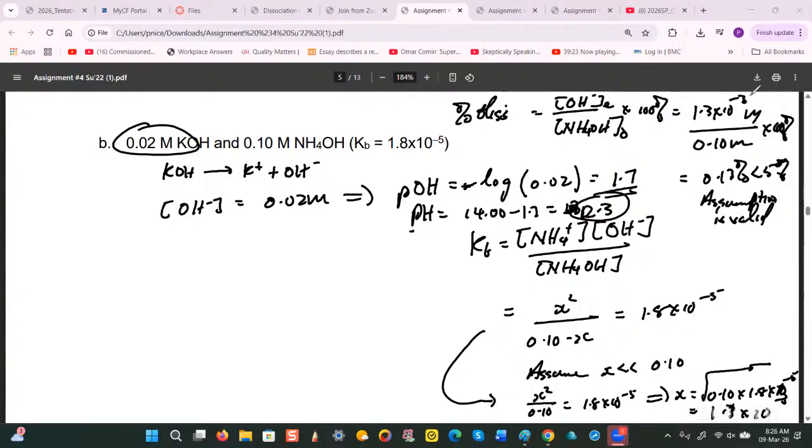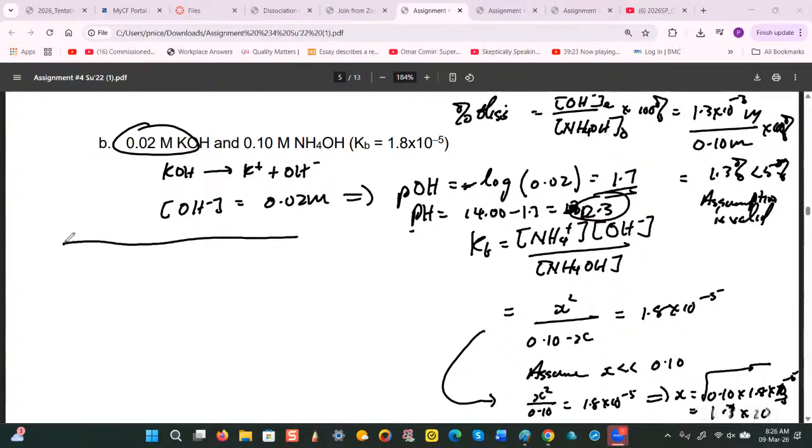So let's see what that gives. Divided by 0.1 times 100. Okay, so it doesn't change things in terms of the assumption being valid, because what I calculated here would be 1.3%, which is still less than 5%, right? So we can still go ahead with the concentration.